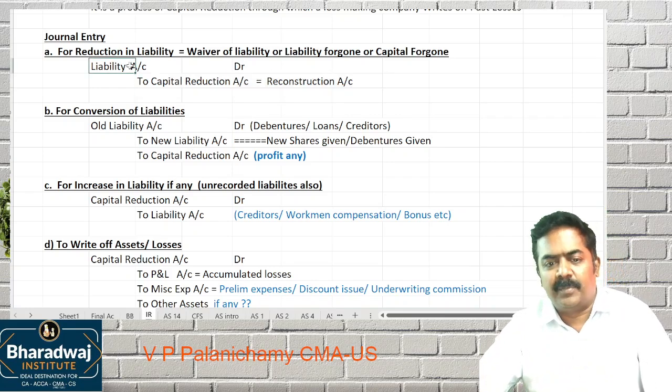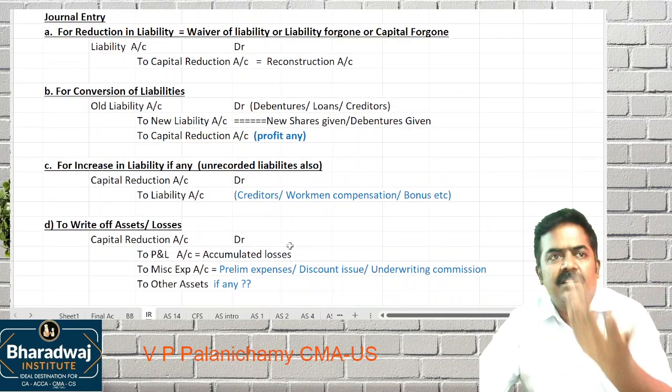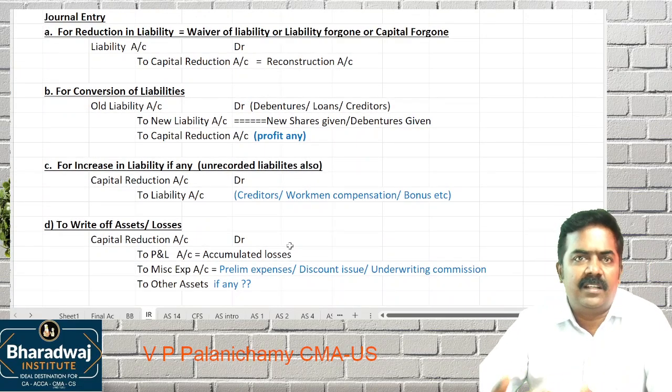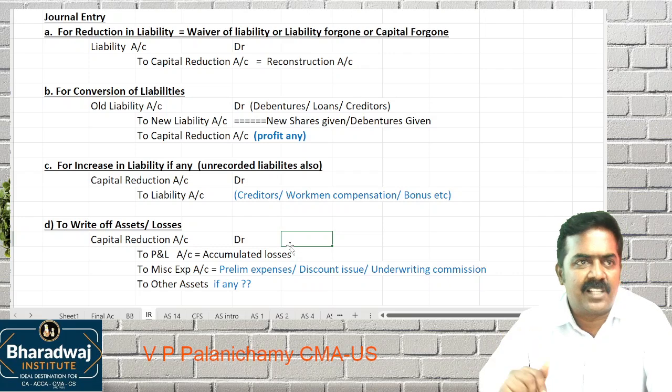Capital reduction account: debit the liability, or if an asset goes up, debit the asset account and credit capital reduction. If there is a loss, for example, old liability debentures of 5 lakhs, but we exchange 6 lakhs of new shares. Is it a gain or loss? For 5 lakhs, we exchange 6 lakhs. Now, is it a gain or loss? Loss. That extra 1 lakh, we will charge it to which account?